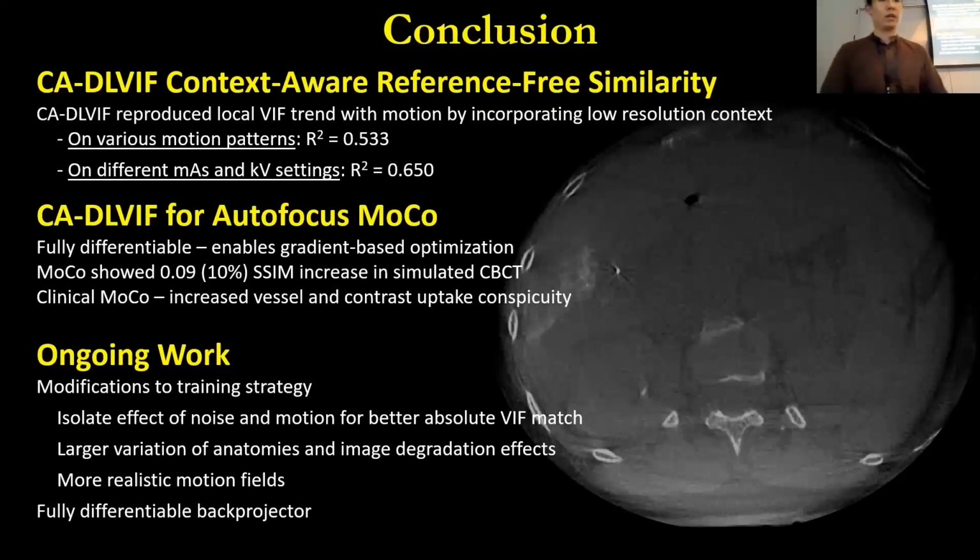So our future work includes modifying our training strategy to include more data, and we will try to isolate the effect of motion and the noise. We also want to include larger variation of anatomies and possibly some common pathologies, and a more realistic motion field. And we are also working on a fully differentiable back projector so that we don't have to rely on the partial angle reconstruction assumption anymore.